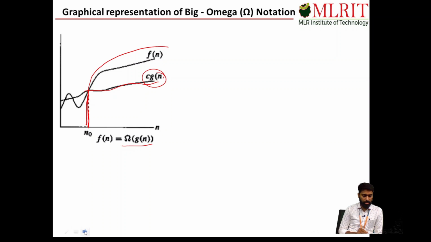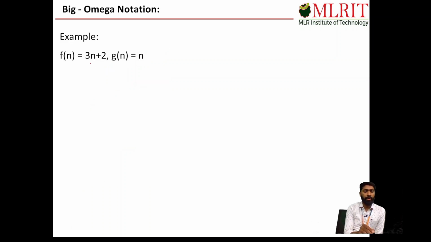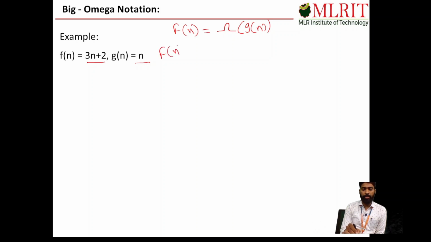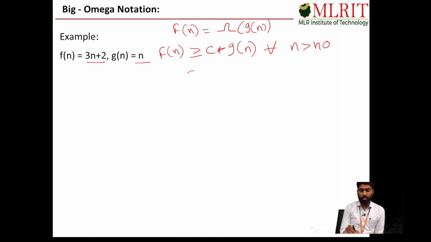So let us discuss with one example. Here f of n equals 3n plus 2, g of n equals n. Now f of n equals big omega of g of n. So what is the condition? f of n is greater than or equal to c into g of n for all n greater than n naught. Let us take c equals 1 here. Let us assume c equals 1.